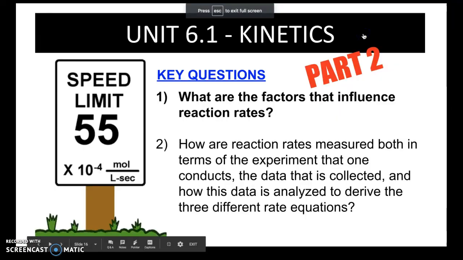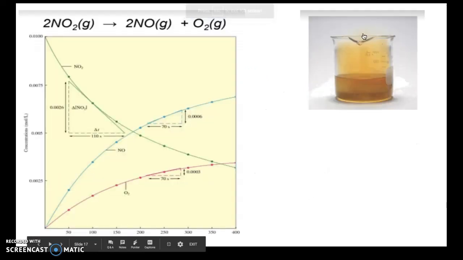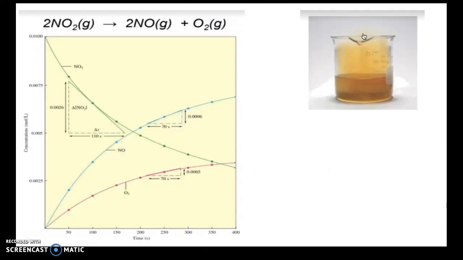Hi, welcome to Unit 6.1, Kinetics. This is part 2 of 3. In this section, we're going to learn about something called rate laws. But before we do, we're going to talk about normalizing the rates so that no matter what species you're measuring the rate with respect to, whether it's a reactant or a product, the values will always be the same.